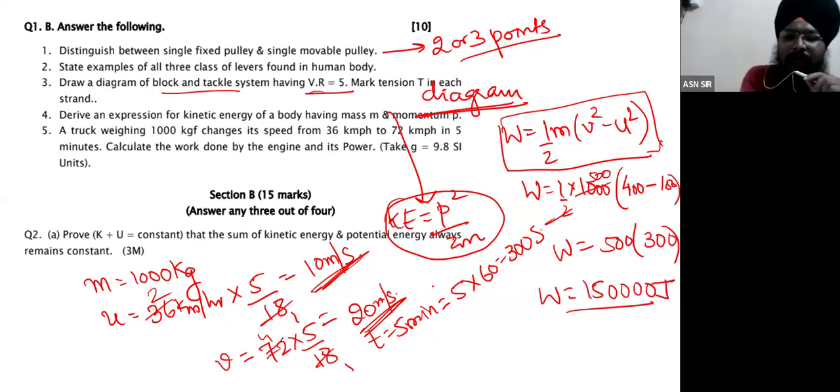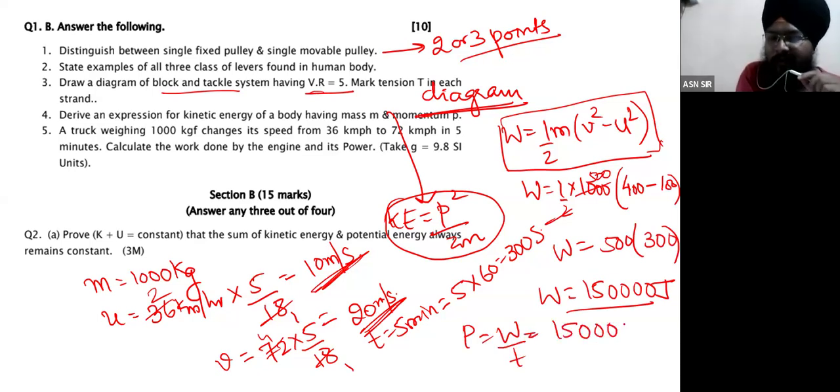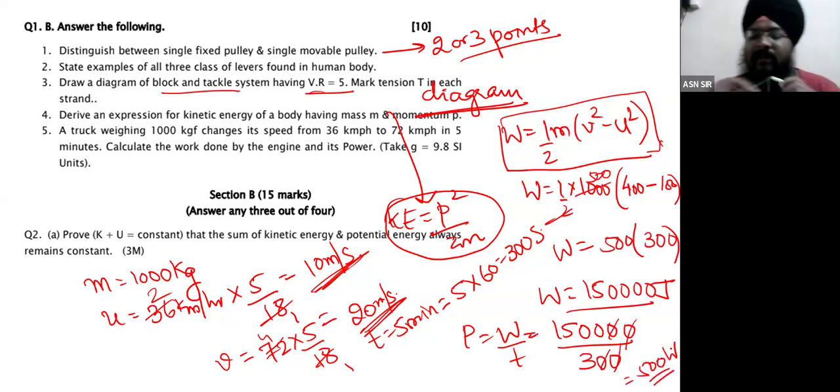And you need to find power. So we know that power is work done upon time. So 15 into 10 raised to 4 divided by time, which is 300. So that will give you 500 as the answer. 500 watt. Units are very, very important. If units are incorrect, you may lose your marks there.